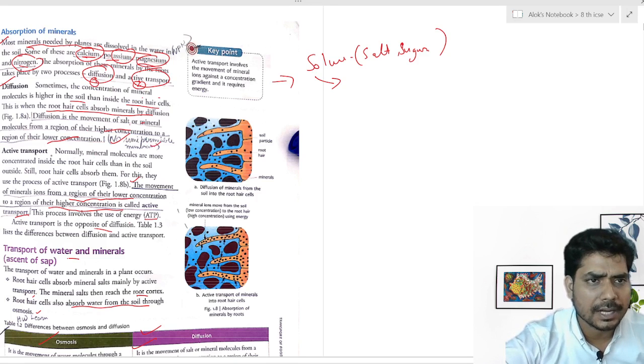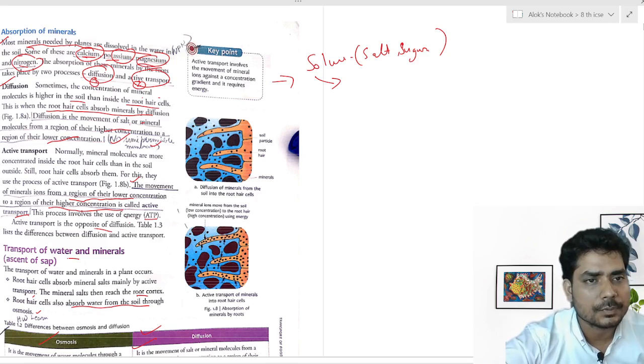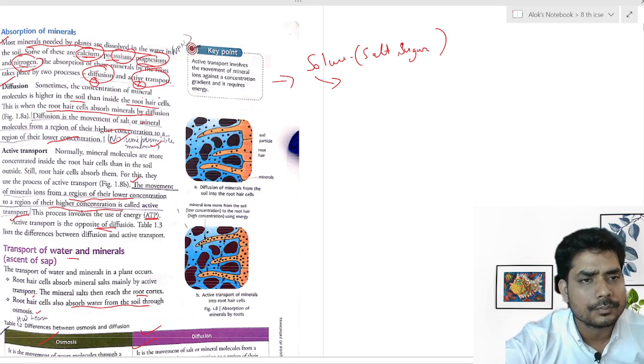Active transport is also a process, but it is the opposite of diffusion. In this transport, mineral molecules move from lower concentration to higher concentration with the help of energy. This type of movement is known as active transport. It needs ATP. In this process, energy is involved in the form of adenosine triphosphate. So you have to learn that active transport is the process opposite of diffusion.